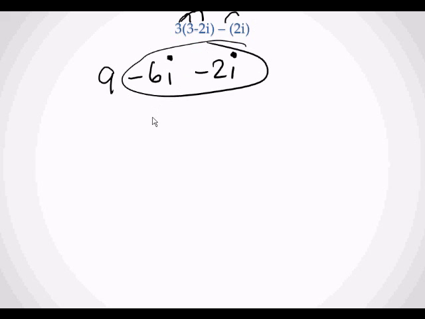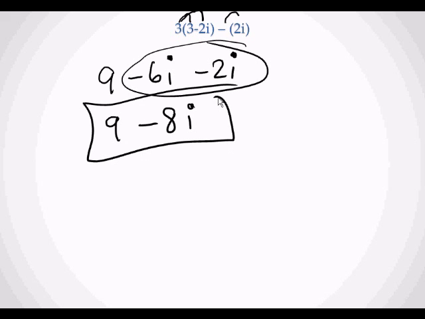Number 32. Here we're just simplifying. There's no equal sign, and so we're just simplifying. Do all the math possible. 3 times 3 and 3 times this. 3 times 3 is 9. 3 times -2i is a -6i. Then we have a -2i. That's it. Combine like terms. -6i and a -2i is a -8i.